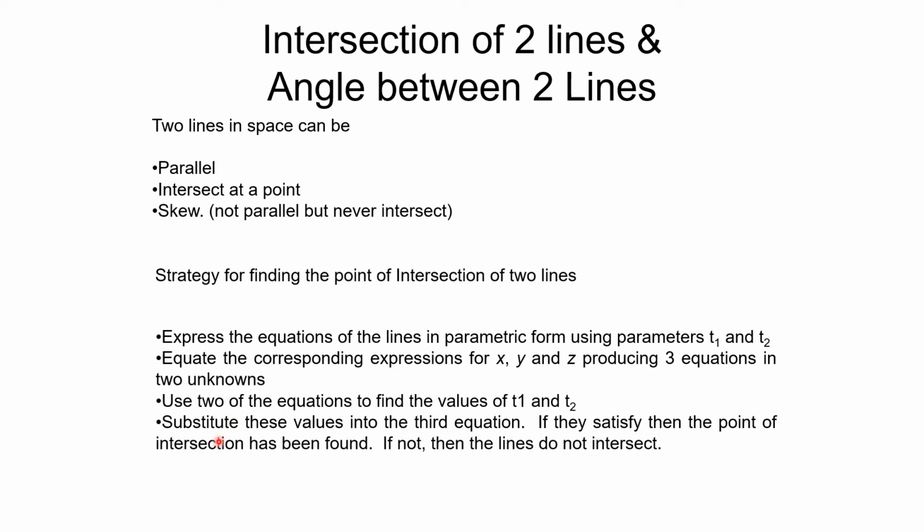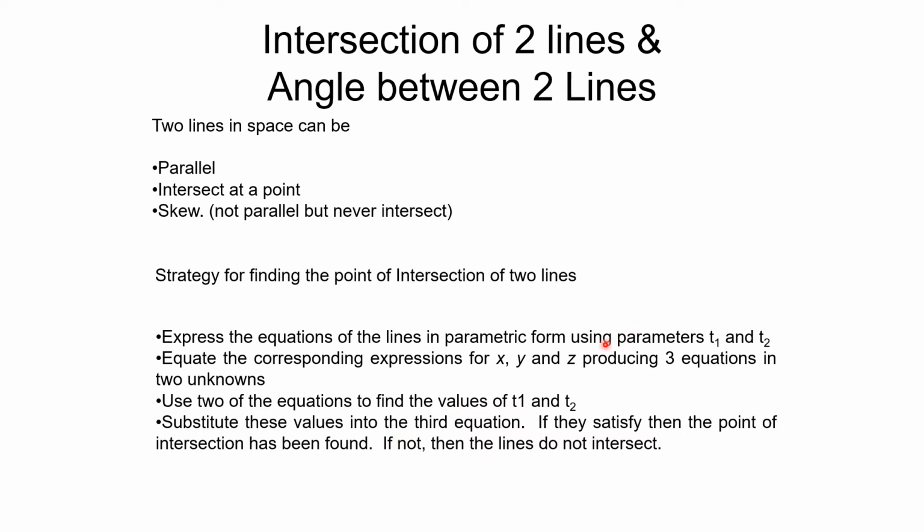And then the third step will be to use two of the equations to find the values of t1 and t2 respectively. The fourth step is to substitute these values of t1 and t2 into the third equation, and if they satisfy the third equation, that means the lines intersect and actually produce a point. If the third equation is not satisfied by the values of t1 and t2, the conclusion will be that the lines do not intersect.